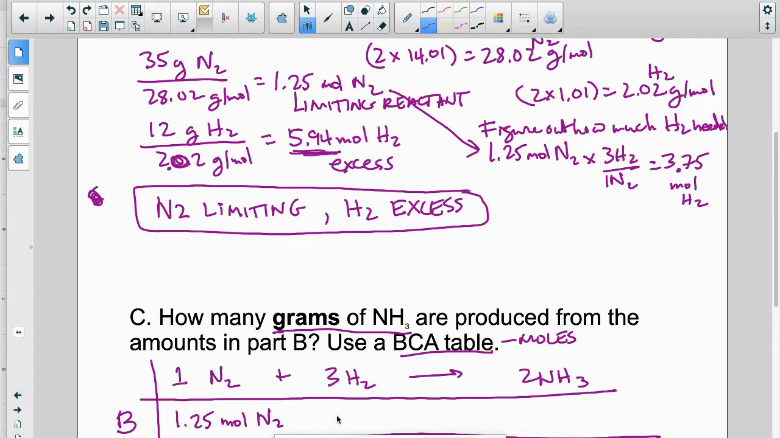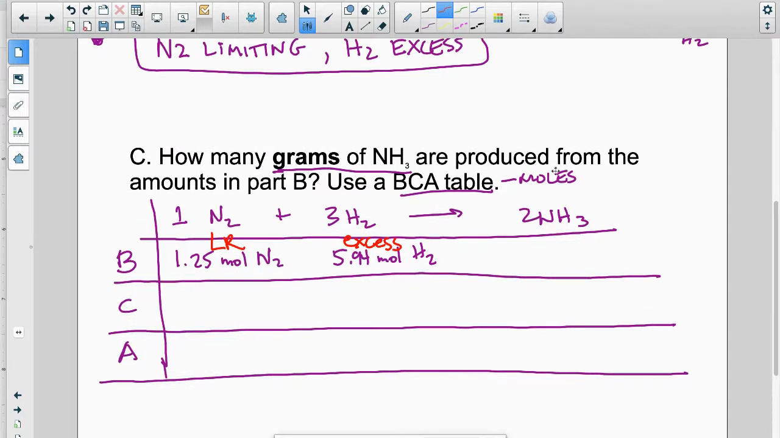Okay, for our H2, we have 5.94 moles of H2. This is our excess. Let me use a different color here to indicate that, right? This is our excess. This is our limiting reactant. Okay, this is 0 to begin with.